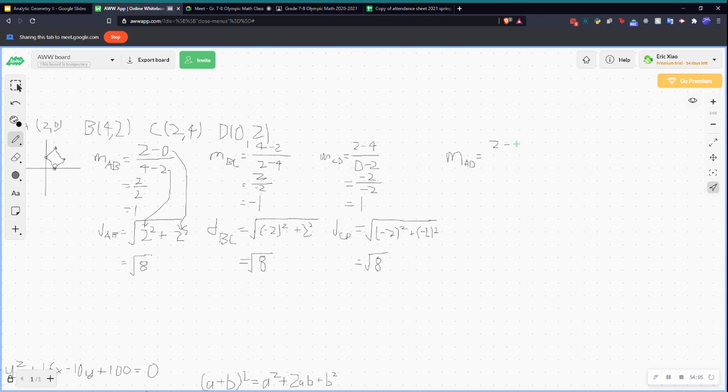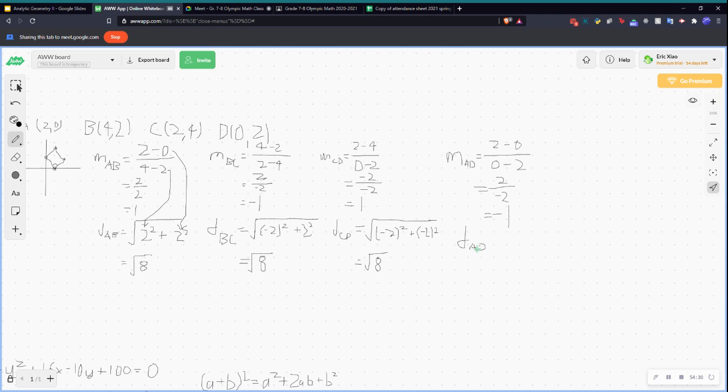So this is 2 minus 0. We also have 0 minus 2 on the bottom. So it gives 2 and negative 2. And this is negative 1. So you see this is perpendicular to CD and AB, and it's also parallel to slope BC. So that's what we want for a square. And then just prove the distance.